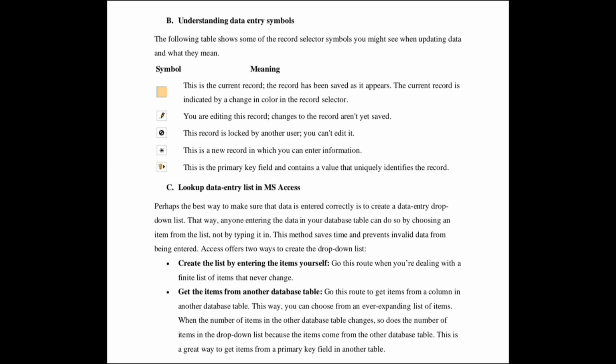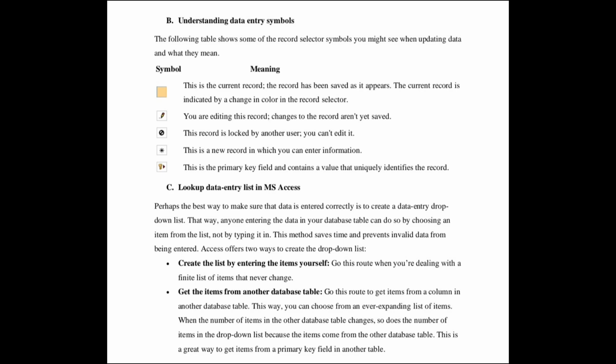C. Lookup data entry list in MS Access. Perhaps the best way to make sure that data is entered correctly is to create a data entry drop-down list. That way, anyone entering the data in your database table can do so by choosing an item from the list, not by typing it in. This method saves time and prevents invalid data from being entered.